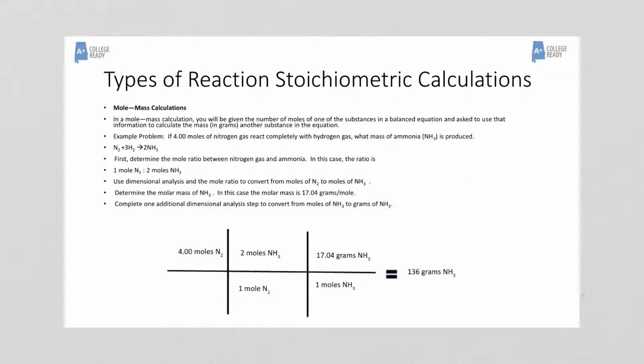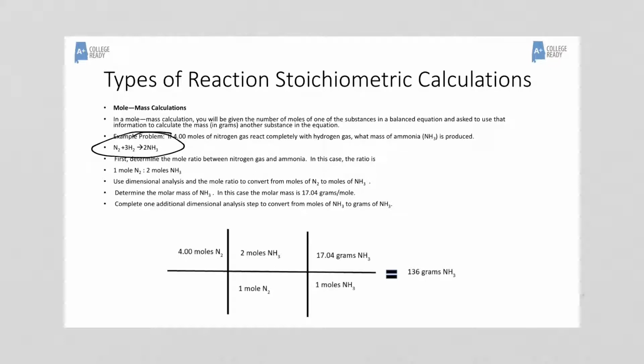So now we're going to do a mole mass calculation. Here we're going to be given the number of moles of a substance and asked to calculate the mass of another substance in the balanced equation. So first of all, let's start with the balanced equation. The problem tells us if 4 moles of nitrogen gas react completely with hydrogen gas, what mass of ammonia is produced?